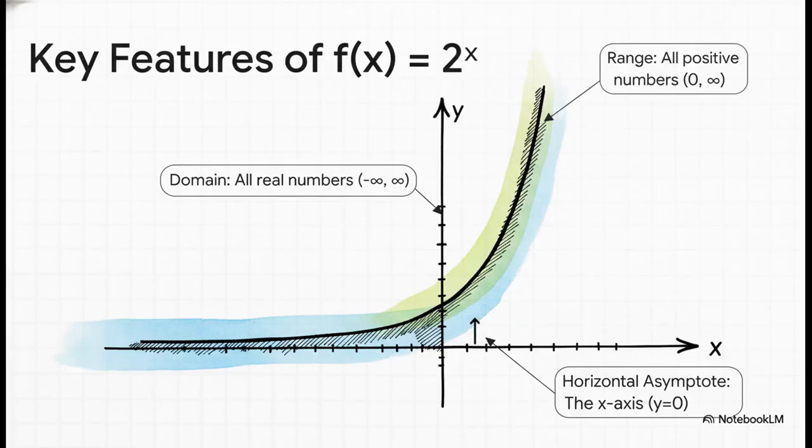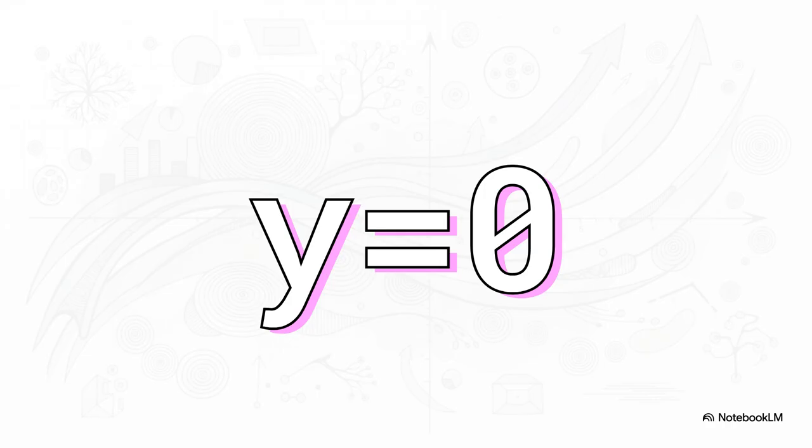Now let's break this down a bit. Let's talk key features. The domain, that's all the possible x values. Well, you can plug in any number you want, from -infinity to +infinity. But the range, the y values you get out, that's only positive numbers. And this leads us to a really, really important idea, the horizontal asymptote. It's basically a line that the graph gets super, super close to, but never actually touches. And for this basic function, that line is the x-axis itself, the line y = 0. The curve gets infinitely, ridiculously close to 0, but it will never, ever get there.